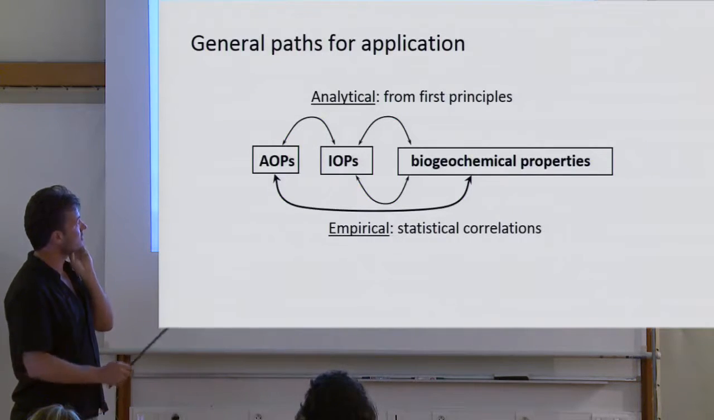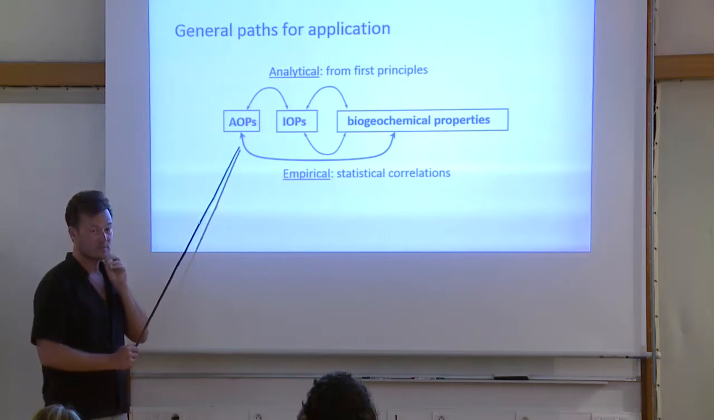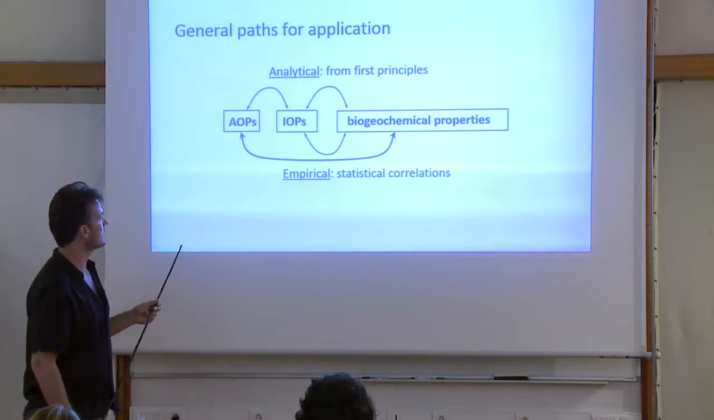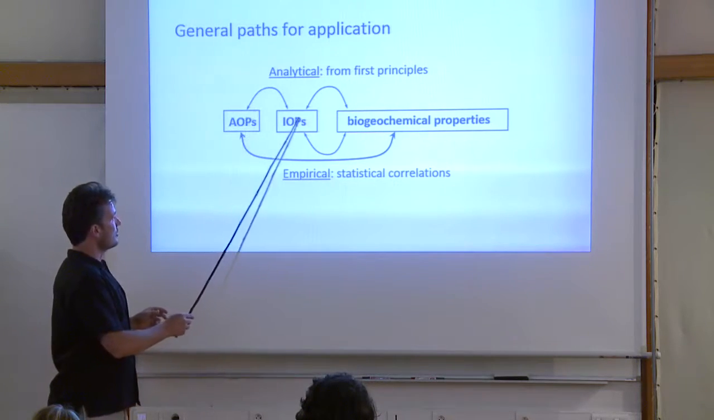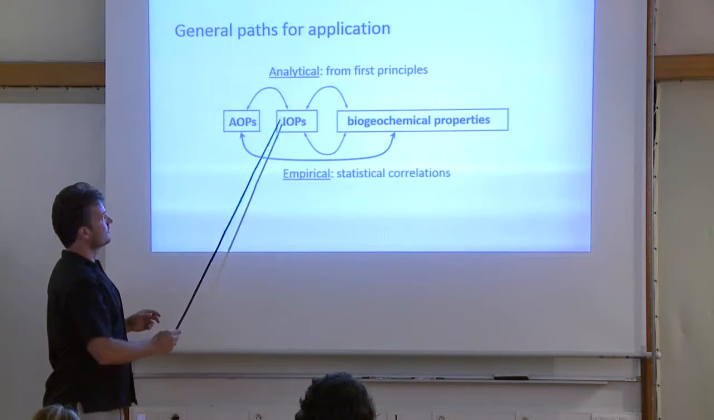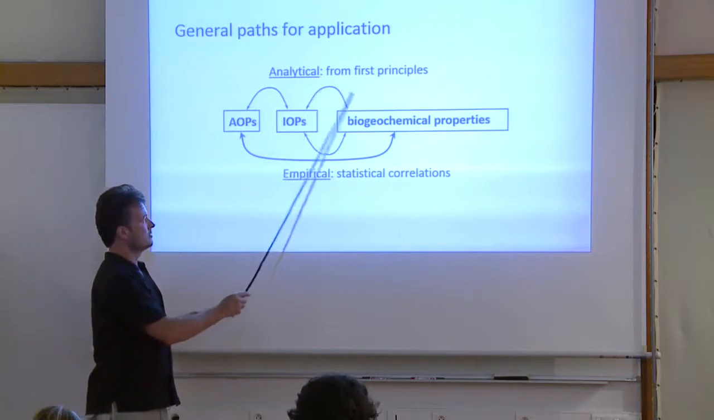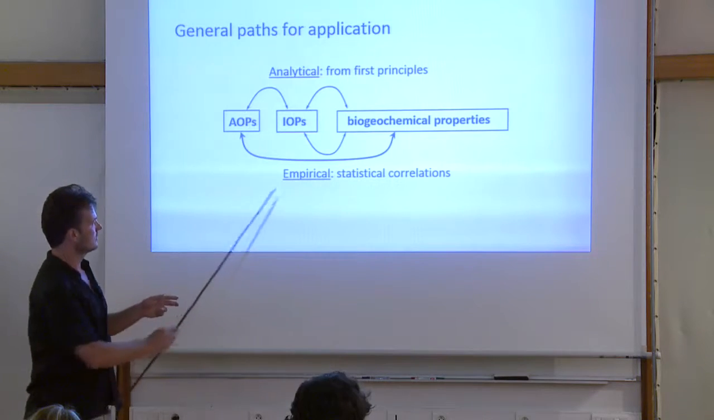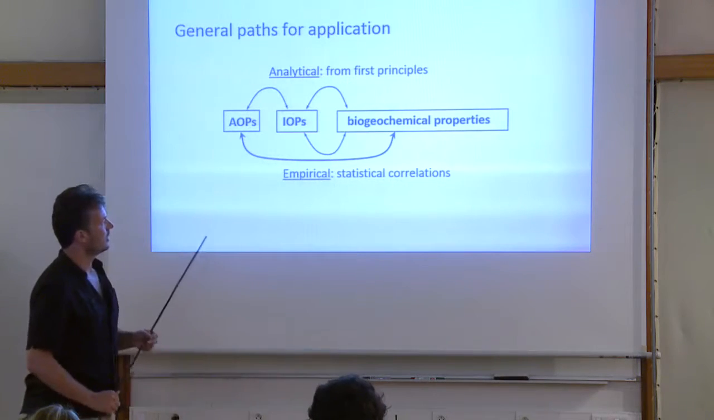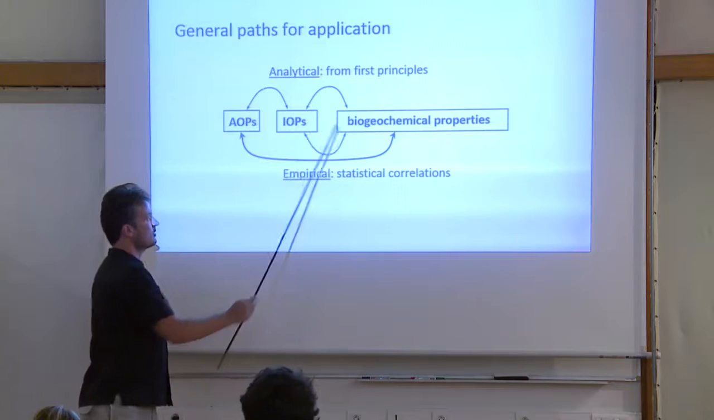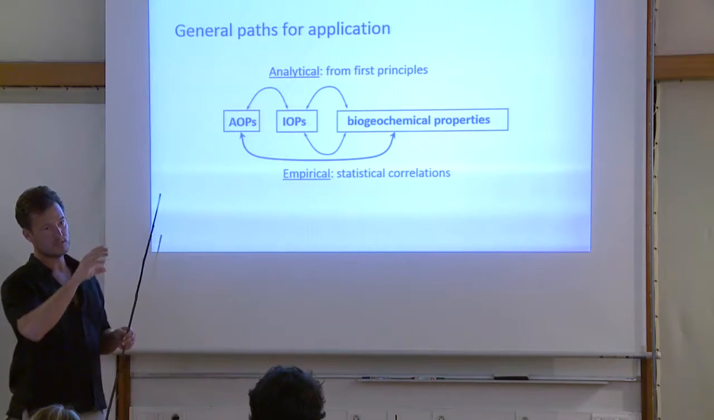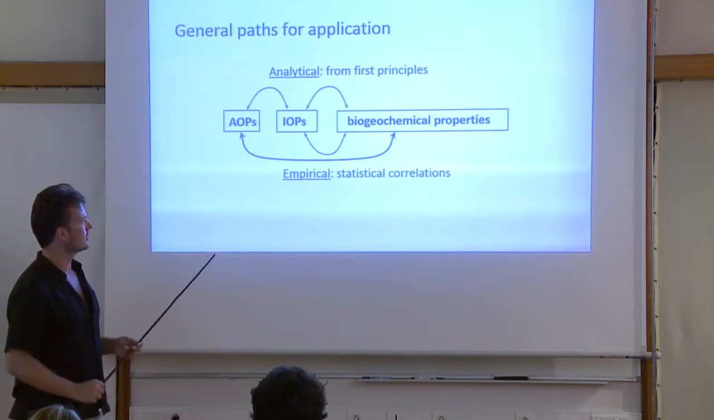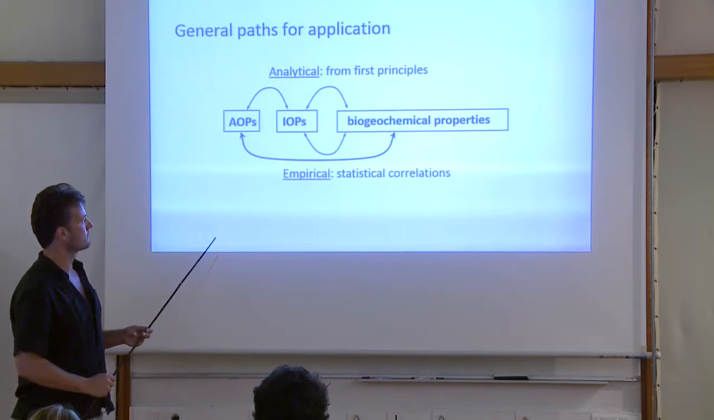General passive applications. You can get AOPs from ocean color reflectance, and you can get IOPs from that with analytical models from first principles. Then, from the IOPs, you can come up with models that may be analytical, may be empirical. Analytical is more what Darius was showing, where you have C and N over V and sum up all the particle characteristics. It's very challenging to do.